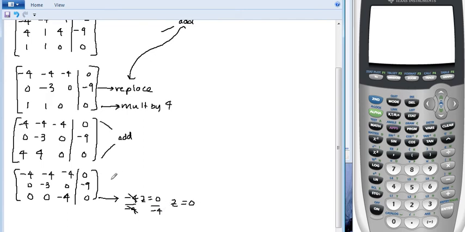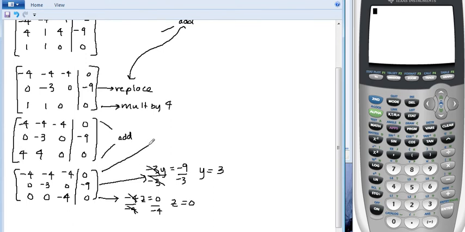Okay? Now I'm going to go back to this row, which is even easier than before because I've got a 0 here on my z's. This row says -3y is equal to -9. I can solve that directly. Divide through by -3. So y is 3. There's my second answer.